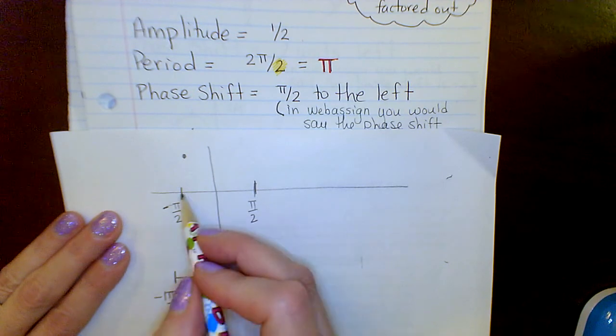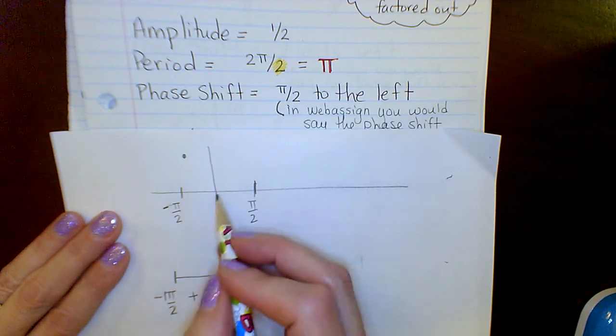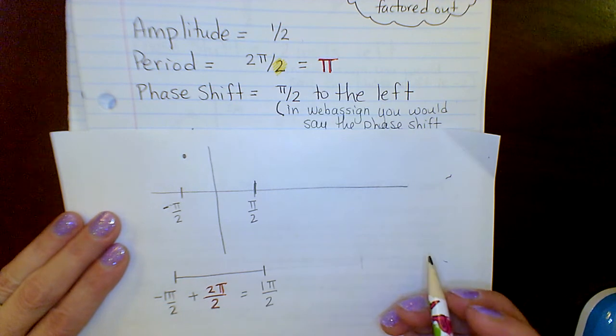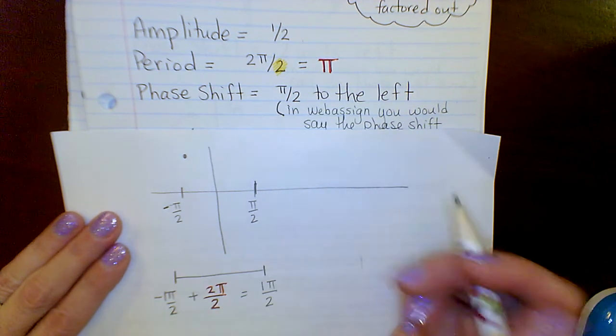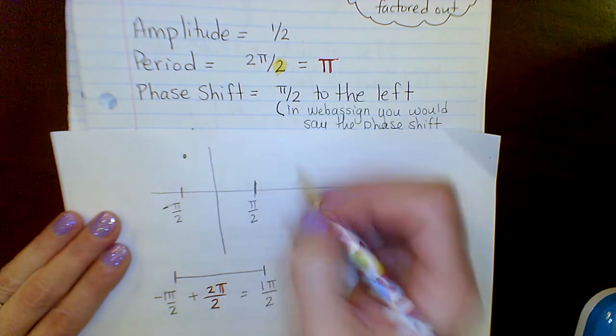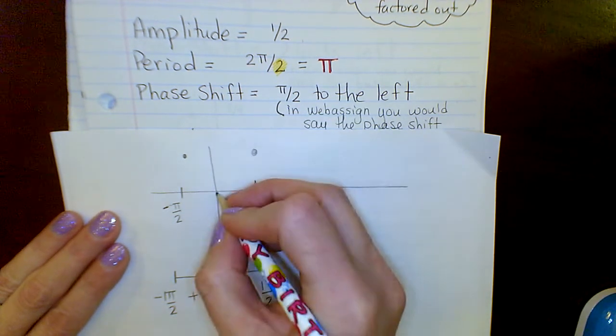So this distance right here is pi over 2 to the left. This is pi over 2 to the right. That's my one period. It's very smushed because I didn't stretch it out very well. The halfway point here for this one, oh my gosh, very easy, right? Because it's just 0.